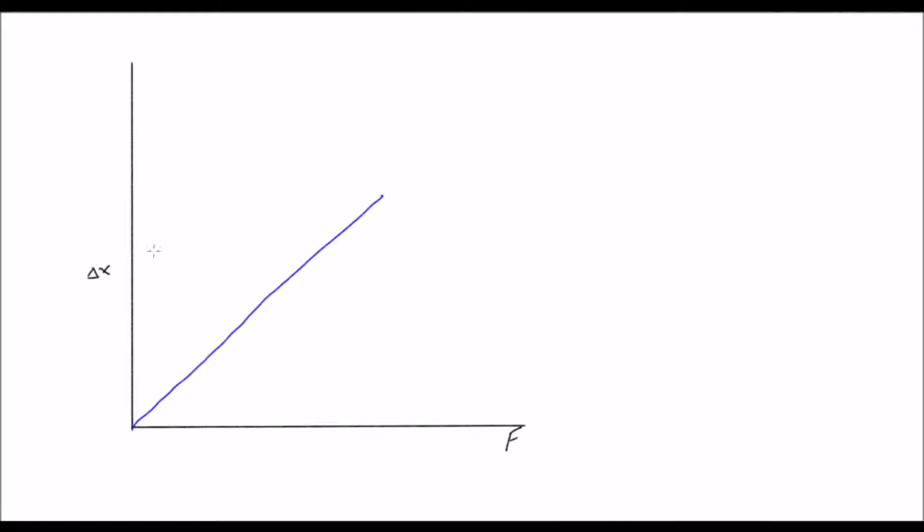Because if I were to say, instead of controlling the force, I control how far I move the spring, so I know exactly how far out I want to move the spring, and then I measure how much force is applied, you're going to have the same relationship. It's still going to be this linear relationship, this directly proportional relationship. What does that tell us?